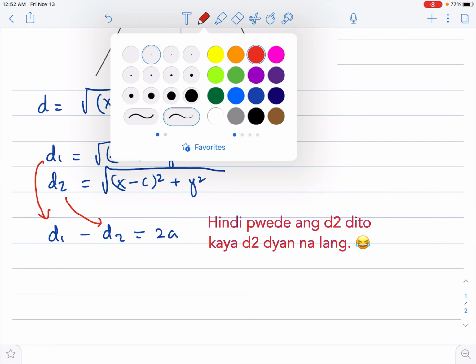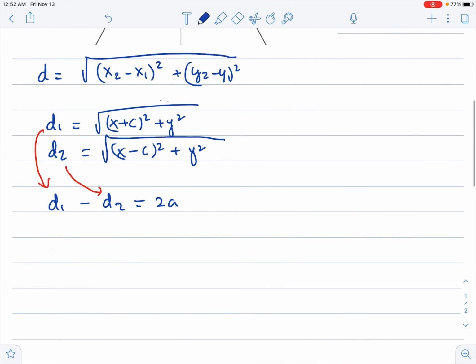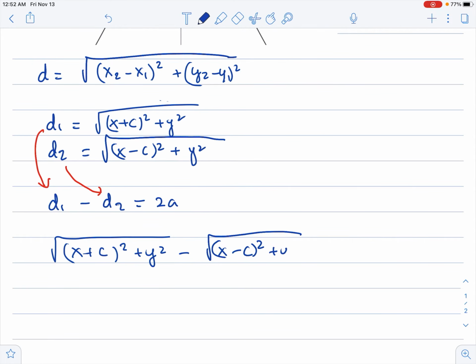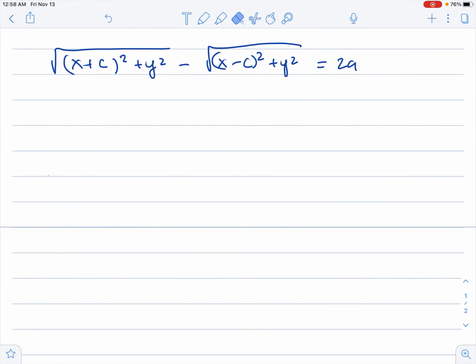Okay, so magiging ano yan? Magiging square root of x plus c quantity squared plus y squared, and then minus yung dito natin is square root of x minus c quantity squared plus y squared is equal to 2a. Now the goal here is to remove the radical sign, di ba? And para natin ma-remove yung radical sign, dapat tayo mag-square. As of now, hindi natin pwedeng i-square both sides, kasi may dalawa tayong radical sign dito.